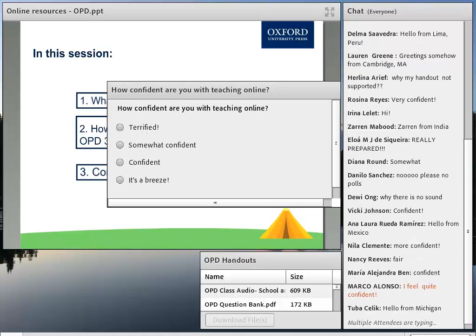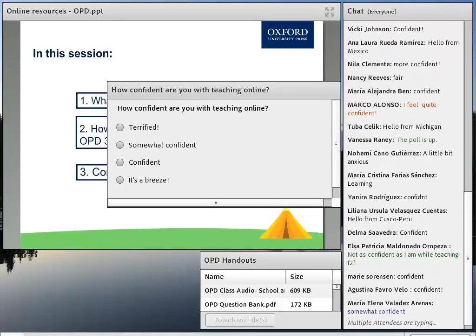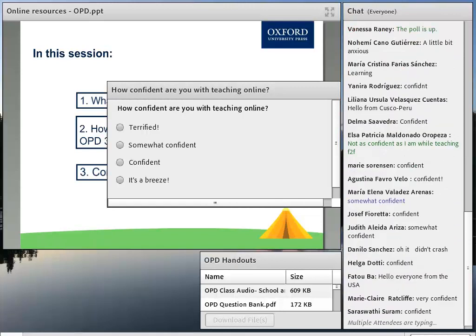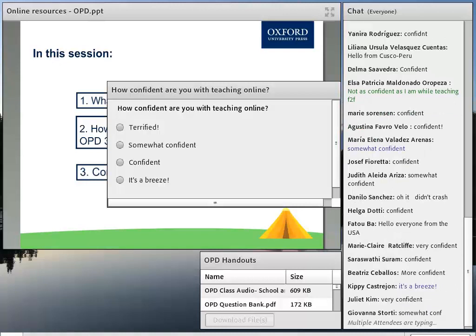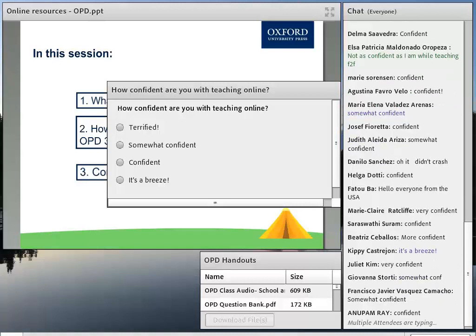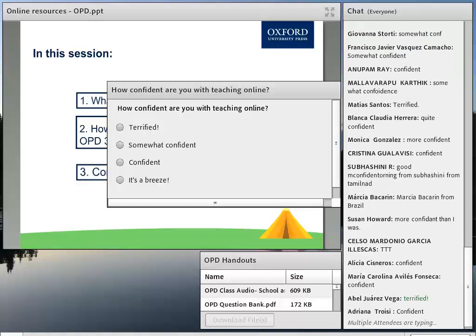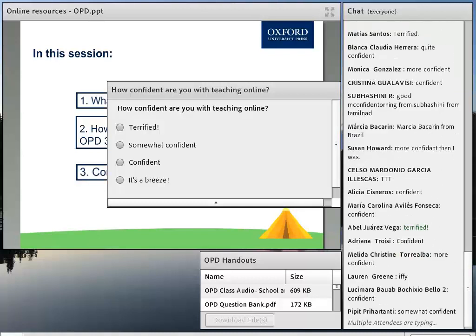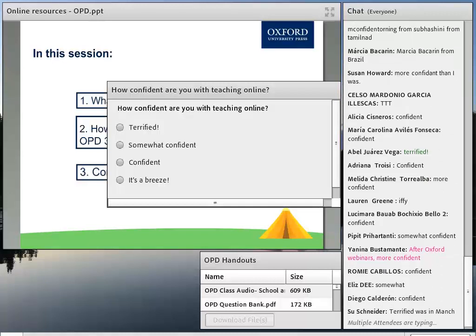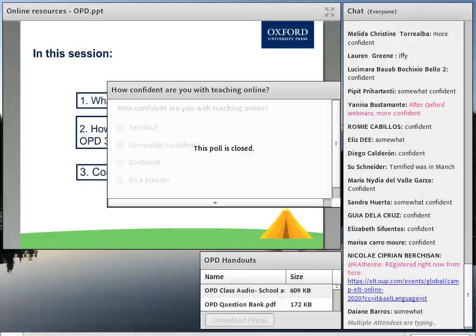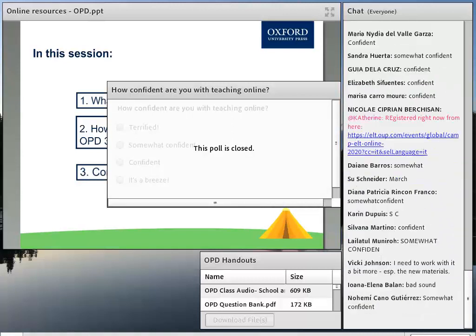Okay, the results are coming in. It's looking like mainly somewhat confident, a lot of confident. Not too many terrified. Terrified are actually going down. That's interesting. And not too many, it's a breeze. I would love to hear from the people who say it's a breeze. I think they should be leading the session. Okay, so somewhat confident. That's actually a lot better than I would imagine.